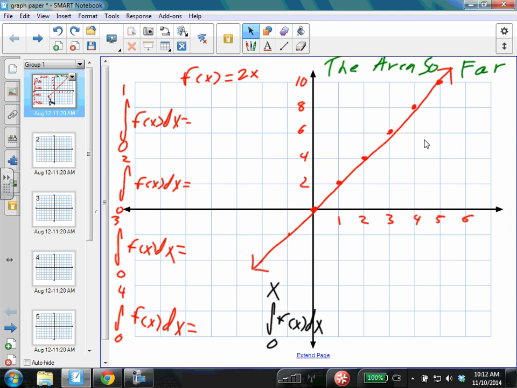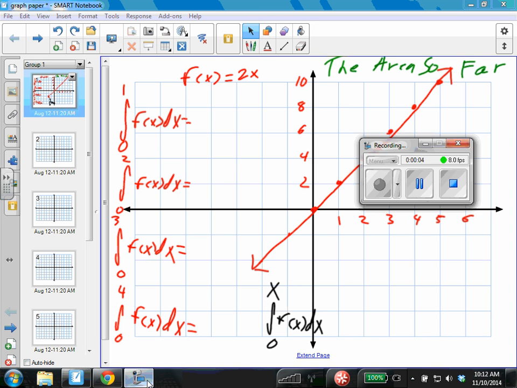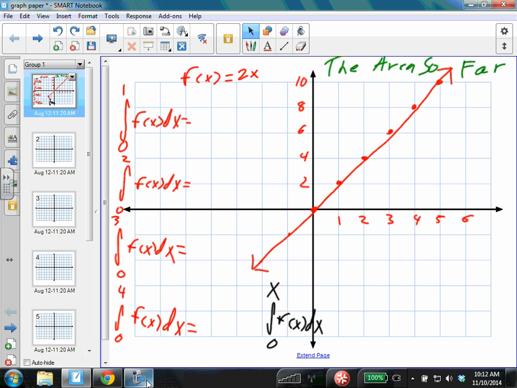Okay, so what we're going to be talking about here is what I like to refer to as the area so far function. As you can see, we have the graph of the line f of x is equal to 2x. So here's our function, f of x is equal to 2x. And we have the graph of that line actually up here on the board.